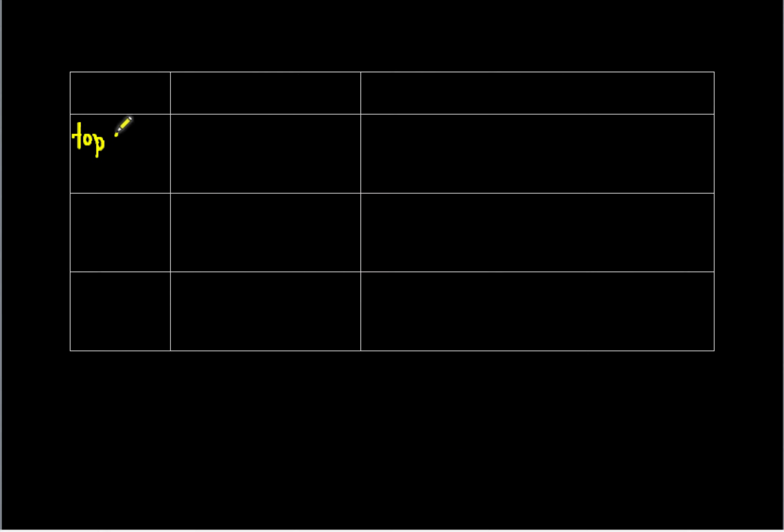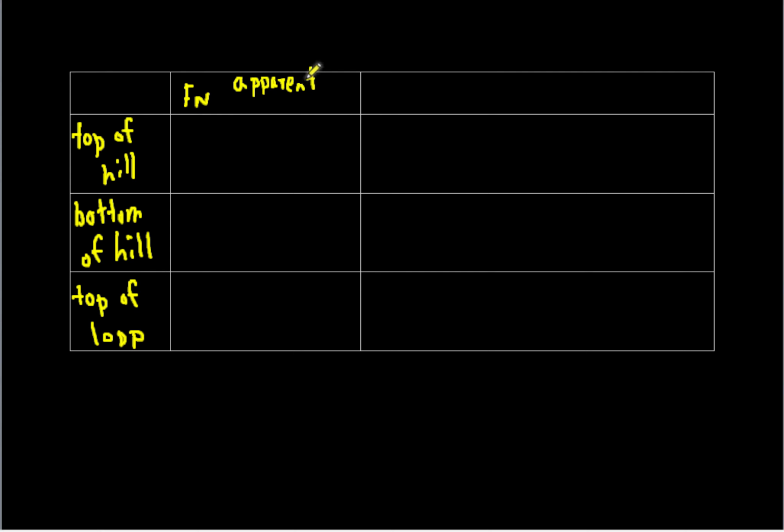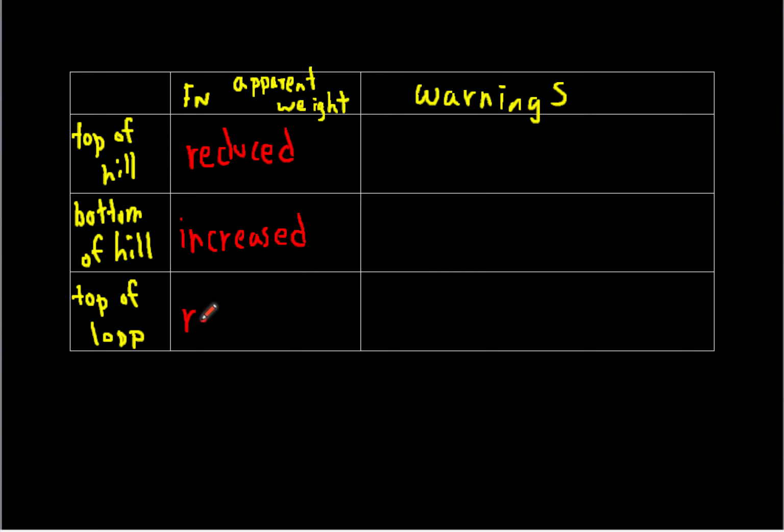To summarize, we have 3 situations in vertical circular motion: top of a hill, traveling through the bottom of a hill or a loop, and the top of a roller coaster loop. Fn, or the apparent weight, is different in all 3 situations. And there are some warnings that you should consider. At the top of a hill, we experience a reduced apparent weight. There can even be a feeling of weightlessness. At the bottom of a hill, you find an increased g-force, an increased apparent weight. And at the top of the loop, it's reduced again. It feels lighter.